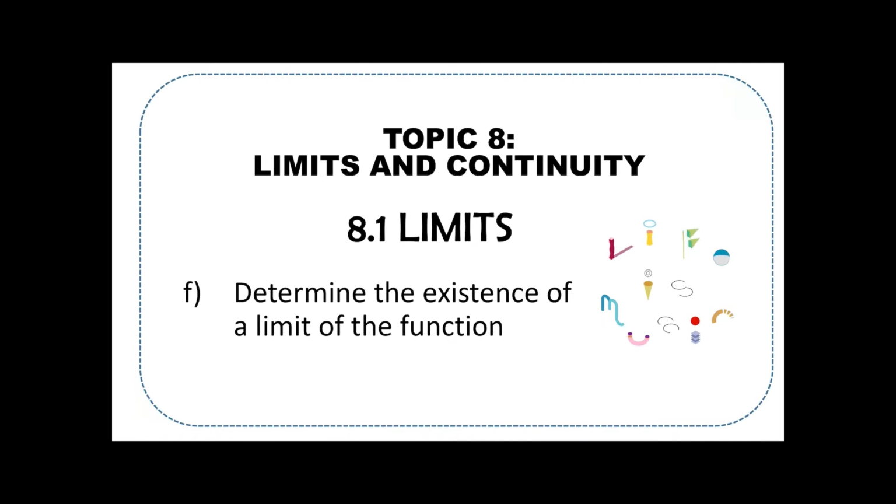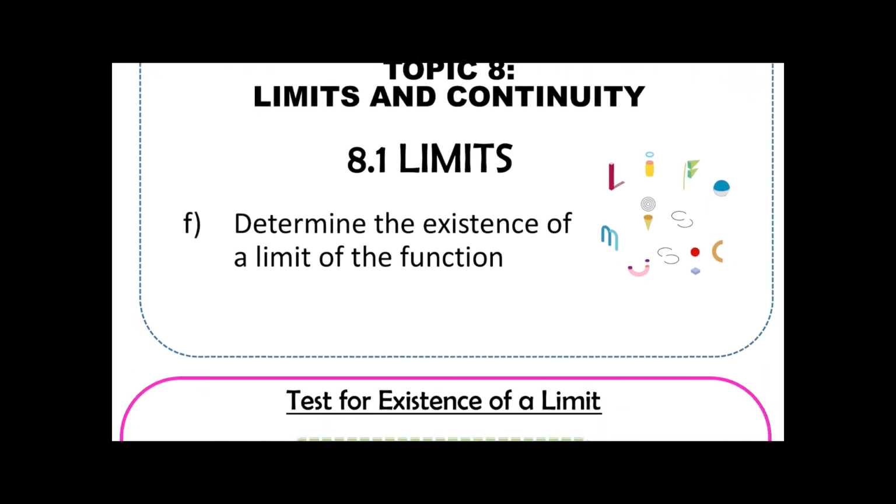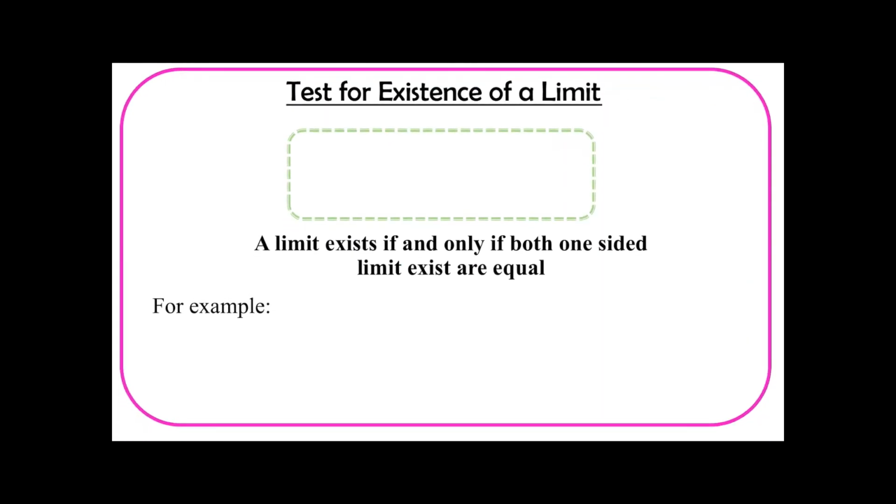In this video, we will learn how to determine the existence of a limit of a function. To test the existence of a limit, we have to use our previous concept called one-sided limit. If we check the limit from the left side and from the right side and we get the same value, we say the limit exists and we accept that as the limit. A limit exists if and only if both one-sided limits exist and are equal.